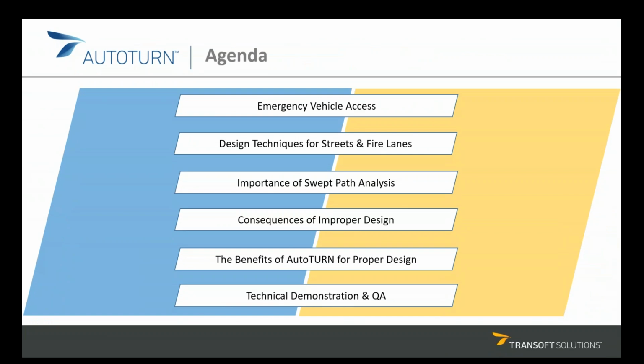So here goes the agenda for today's webinar. I will start the presentation by explaining a bit about emergency vehicle access and the major design techniques adopted on the streets and access lanes to facilitate proper emergency vehicle access. Then I'll briefly go over the importance of swept path analysis for emergency vehicles and the consequences caused by an improper design.